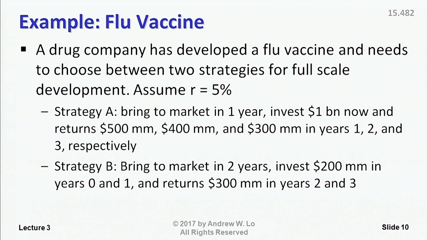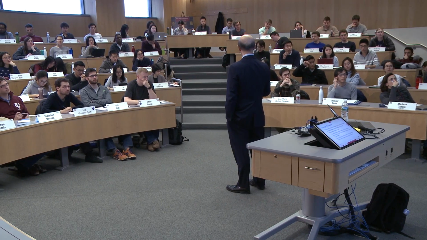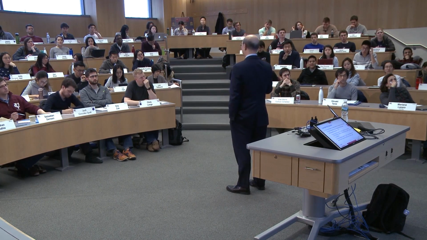Suppose we develop a flu vaccine, and there are two different approaches to that. One approach is we can bring it to market within a year. Now, it's going to cost $1 billion right now in order to do that. But once we do it, it's going to yield $500 million, $400 million, and $300 million in profits in years 1, 2, and 3. So that's one strategy. The second strategy is we bring it to market in 2 years, investing in two different tranches. We invest $200 million now and $200 million next year, and then we get returns of $300 million in years 2 and 3. Which one of these should we do, if any of them?